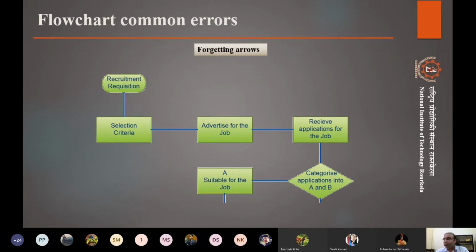Forgetting the arrows is very common. If we don't put the arrows where the flow is, we can't show it. And the name of the activity is flow chart, so flow is very important to be demonstrated. So don't forget the arrows. Even though it may look like, okay, this is the way it should work, it may not be necessary that it is the direction we intend it to be. So arrows are important. Okay.